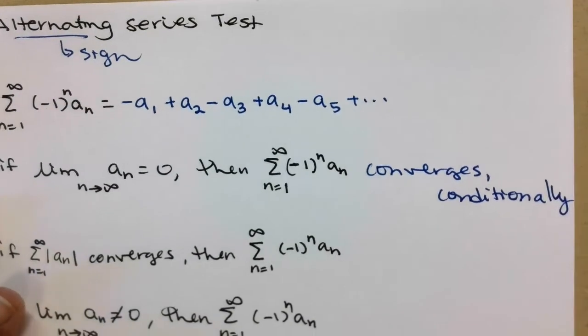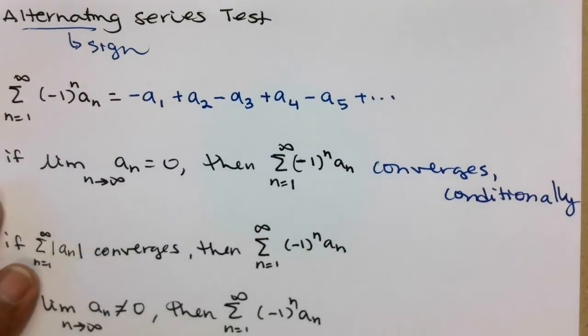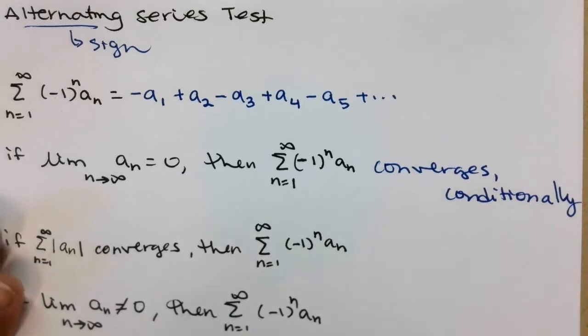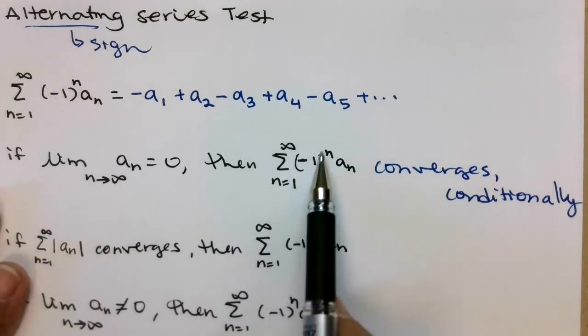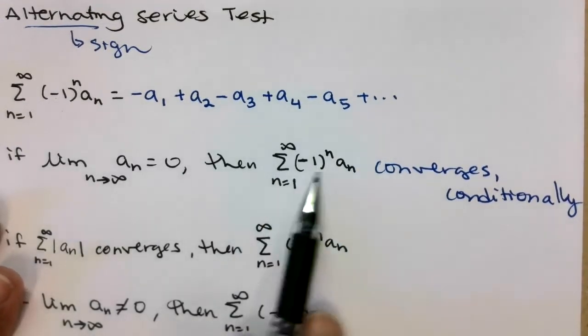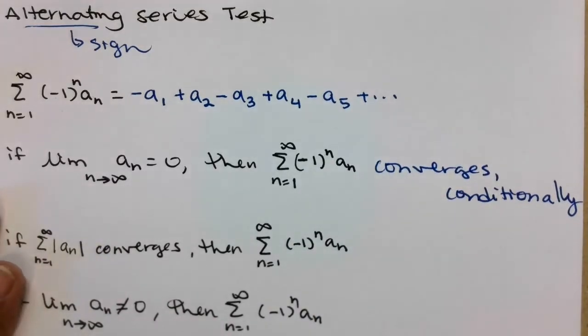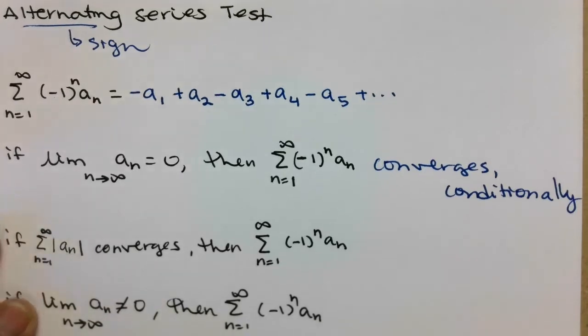Now, some books, some homework systems are going to say, well, if it converges conditionally, then it converges. Because that's really the actual series with the alternating sign. So if it converges, you'll just want to check and see what works for the homework system you're using.